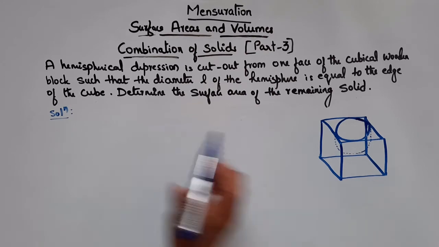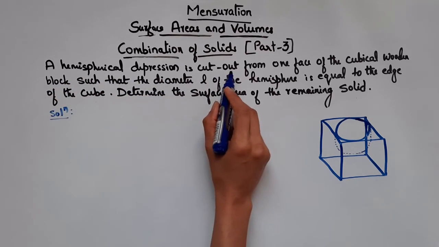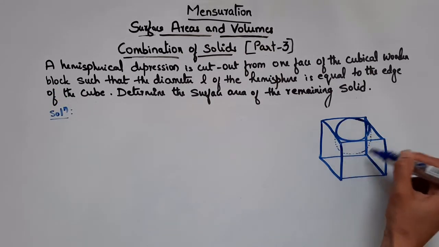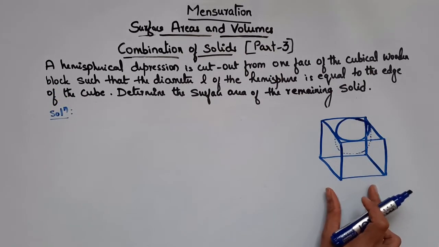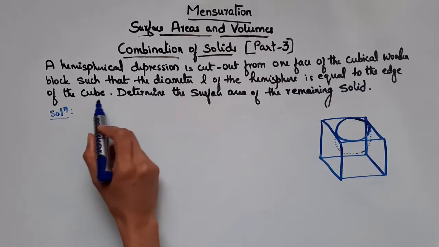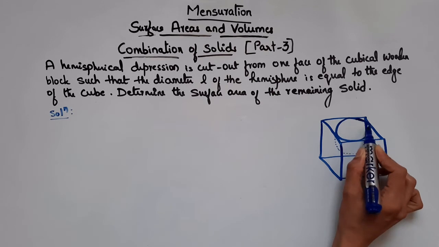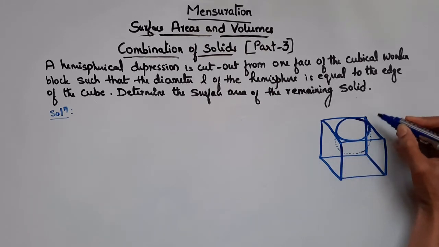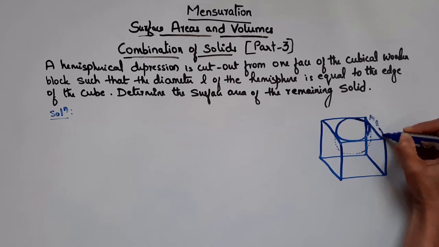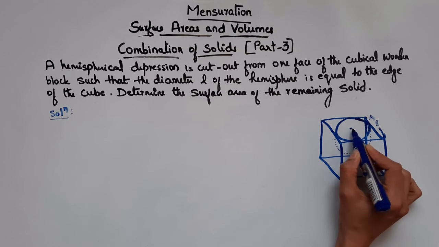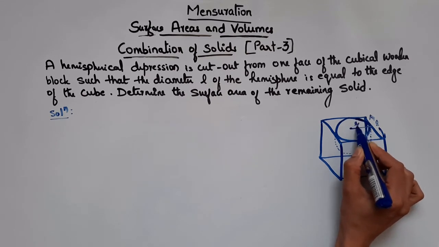From this cube, a hemispherical depression is cut out from one face of the cubical wooden block. So the hemisphere is cut out from this cube such that the diameter L of the hemisphere is equal to the edge of the cube. So the diameter of this hemisphere is L, which is equal to the edge of the cube. So that means this edge is L. If the diameter is L, that means the radius of this hemisphere is L by 2, right?